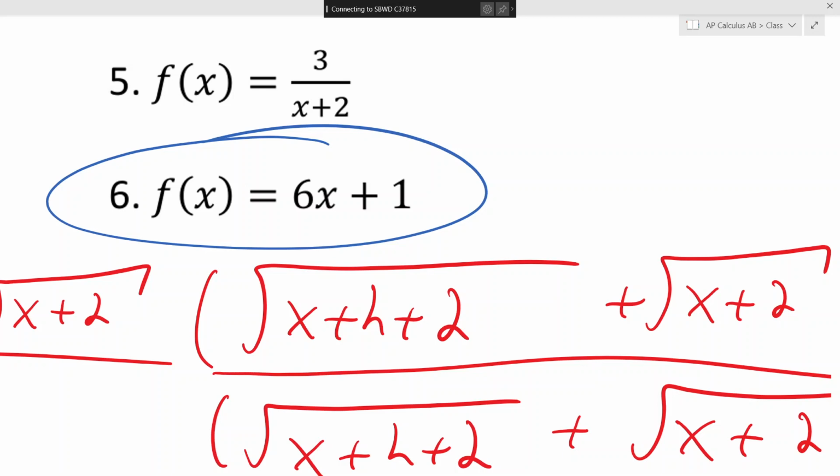The reason why our answer was not a number for any of the others is because their slopes are changing. Their slope is dictated by the x value. You need to know what x value you are at. Plug it in to find the slope, okay?